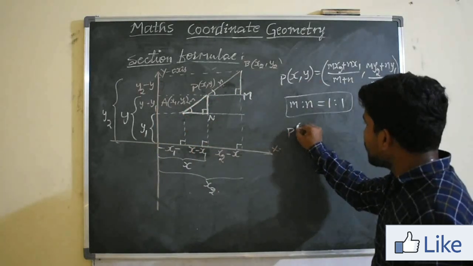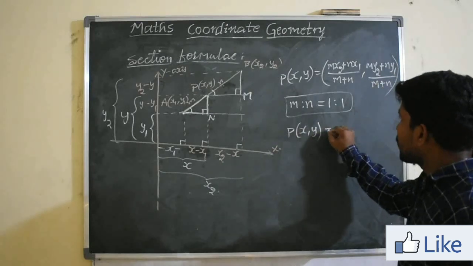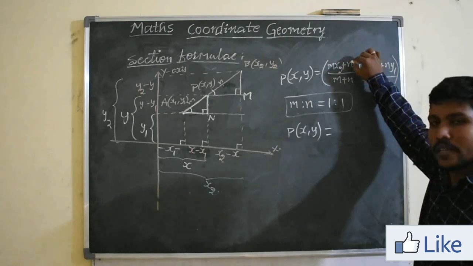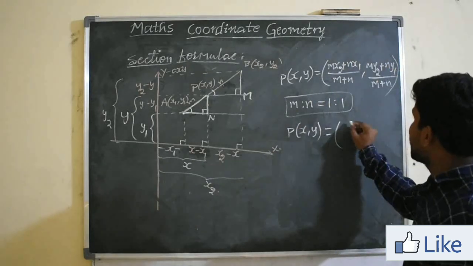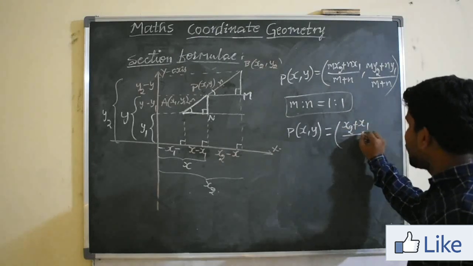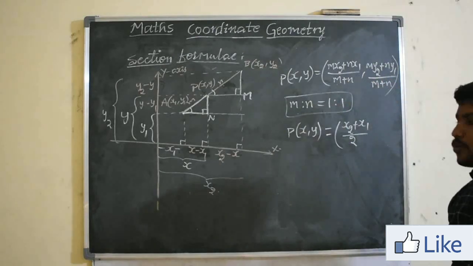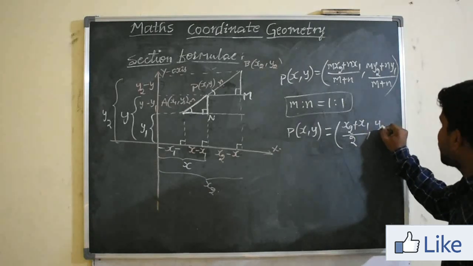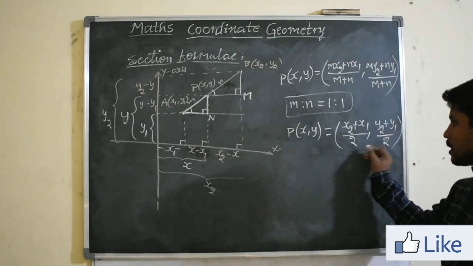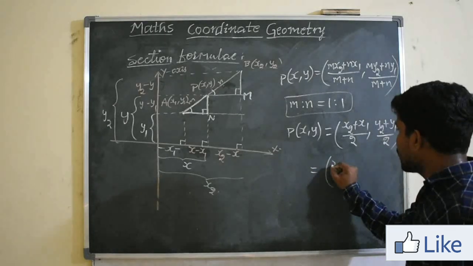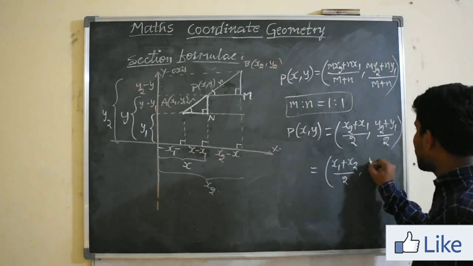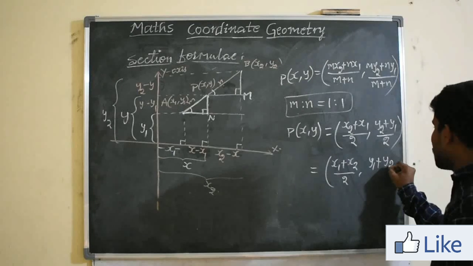Now the point P coordinates will become, when m is to n is 1 is to 1, simply replace m value as 1, n value as 1. Now you will get x2 plus x1 by 1 plus 1, which is 2. Similarly, you get y2 plus y1 by 2. So on rearranging the terms, you will get x1 plus x2 by 2, y1 plus y2 by 2.